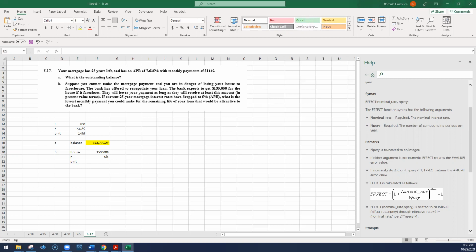Also, the time is 25 years, so I'm going to use this 25 years. I use payment. This is the rate, but I've got to divide it by 12. Number of periods, 300, minus the house, 150,000. So this is my new payment, 876.89.